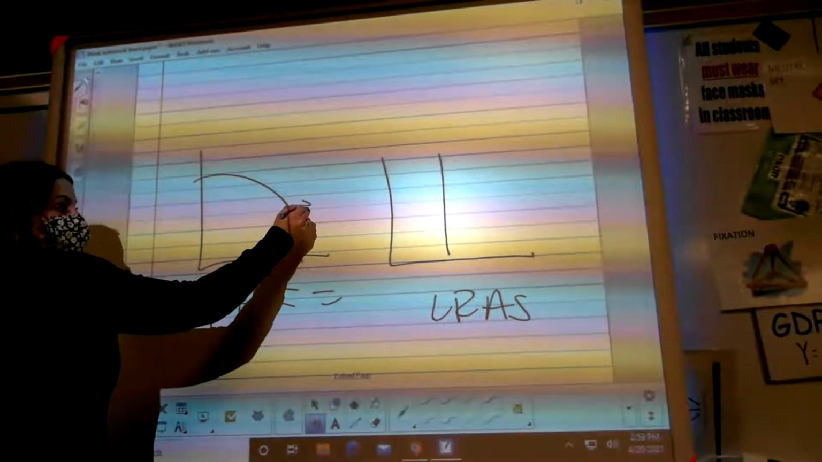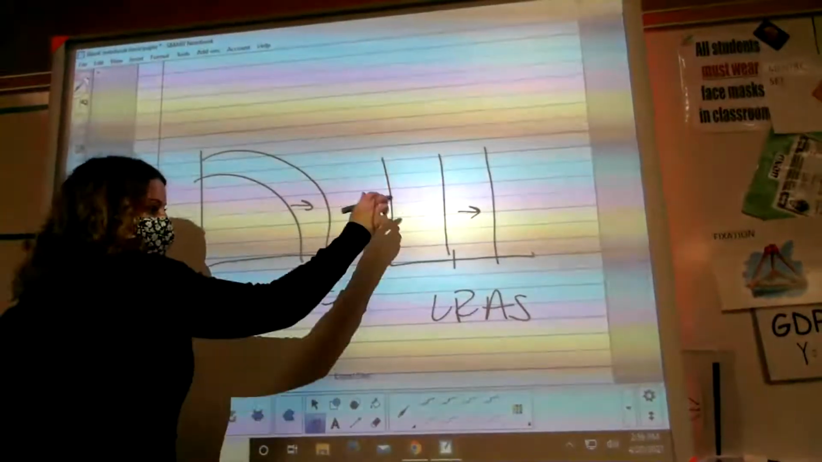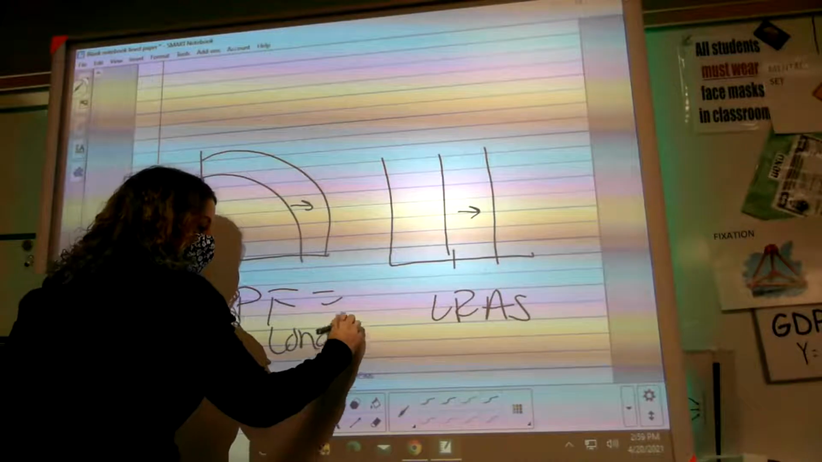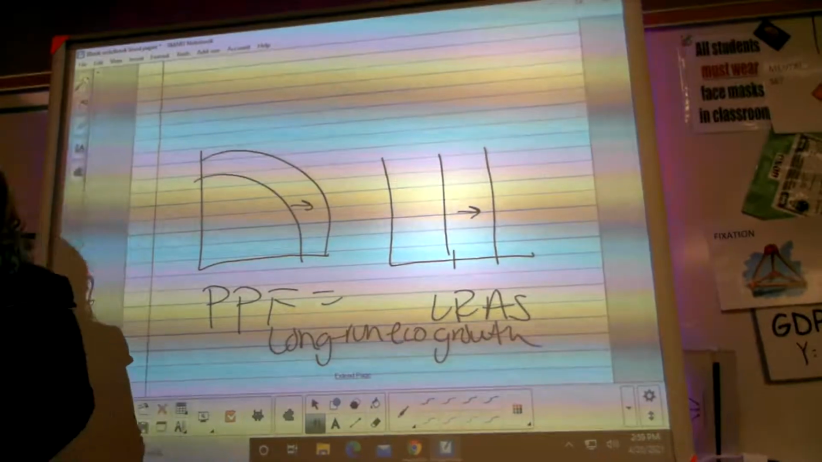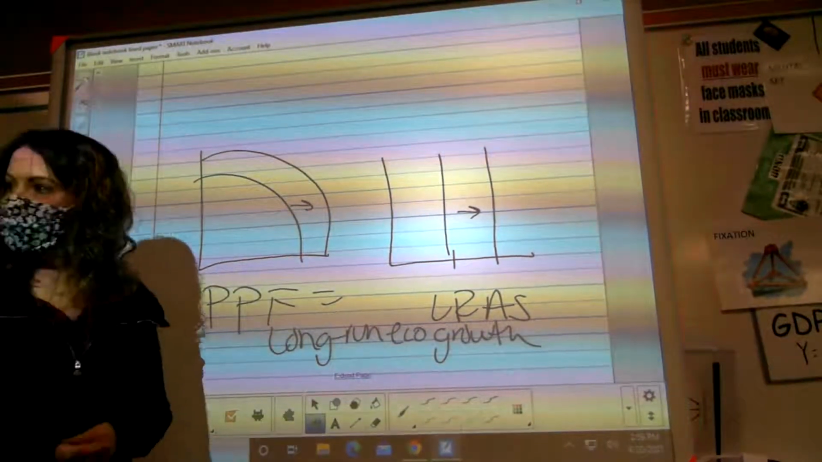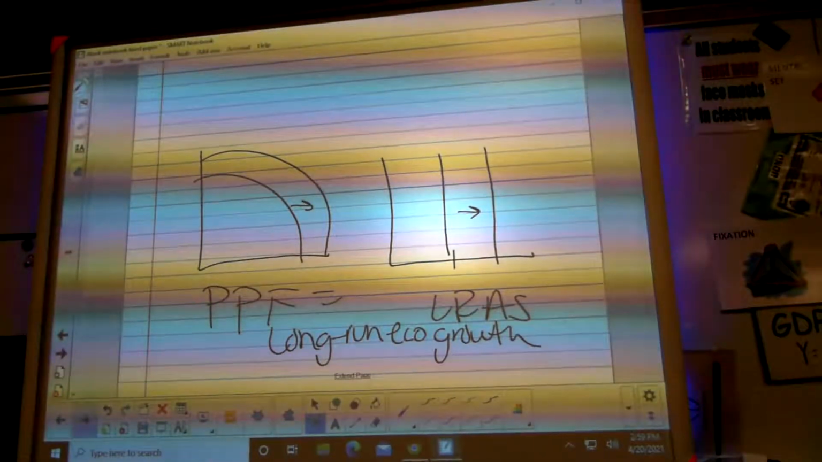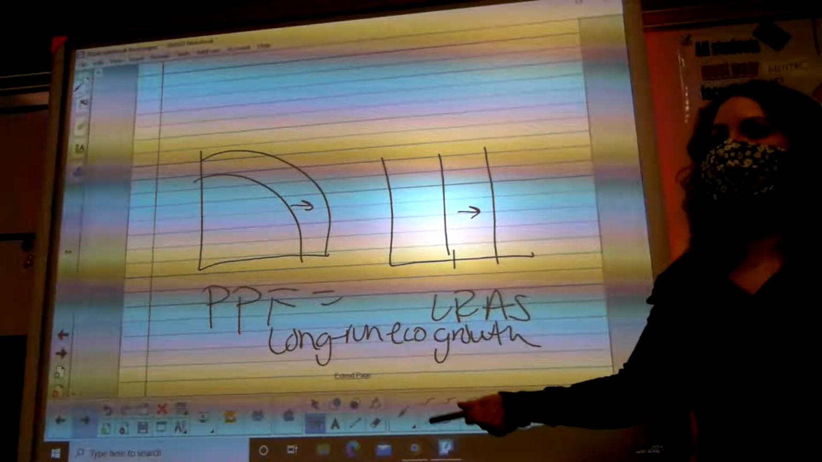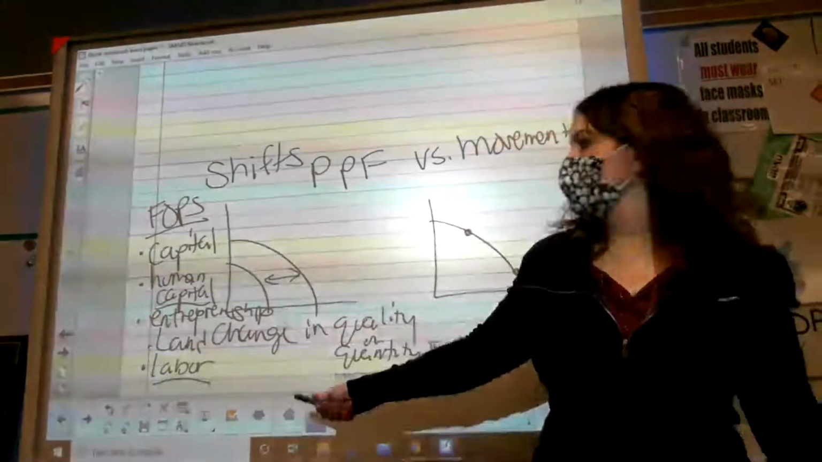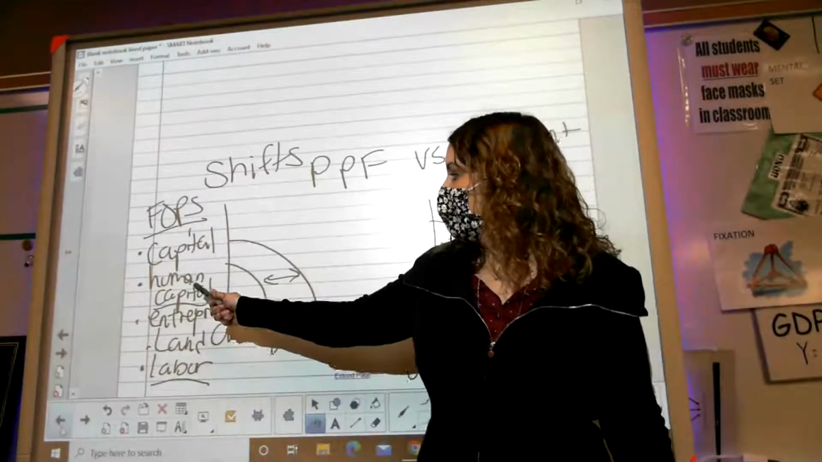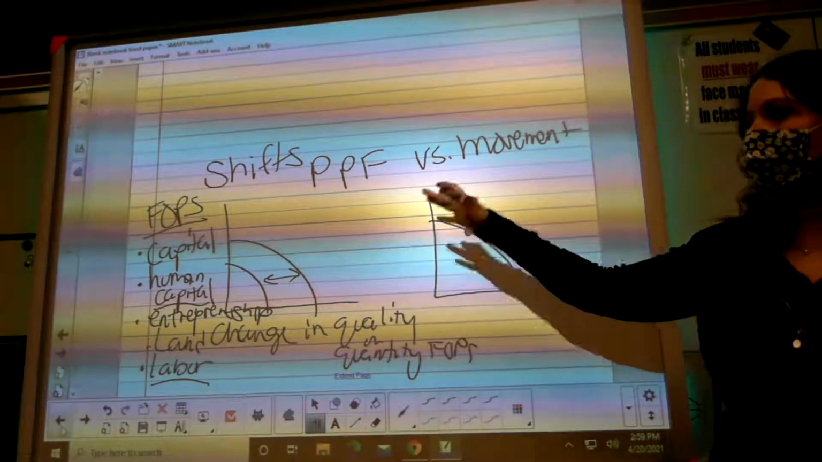So a rightward shift of either of these things, ooh, that's an awful drawing, but that's long run economic growth. Whenever you see a question about what grows the economy or economic growth in the long run, those are all PPF curve questions. And it's all things that would shift the PPF curve to the right. So going back to our shifters, an increase of any of these, capital, human capital, entrepreneurship, land, labor, is going to increase our economy in the long run.